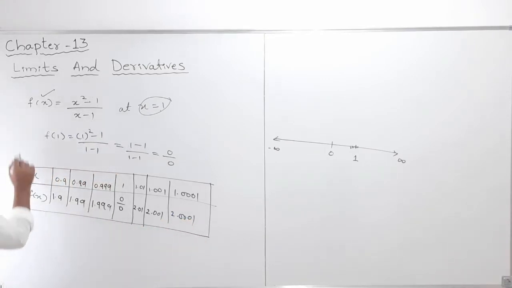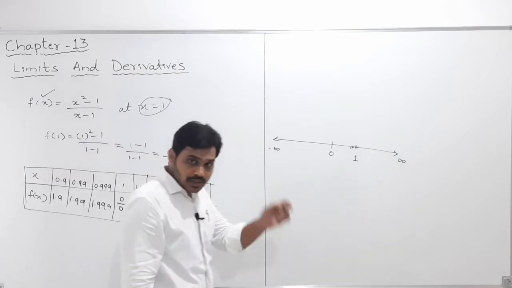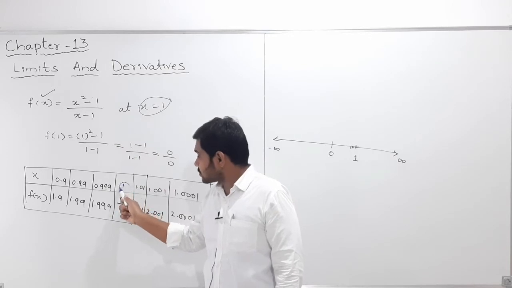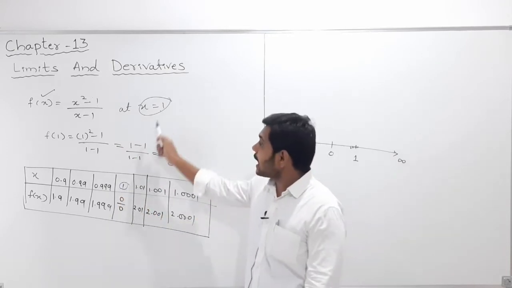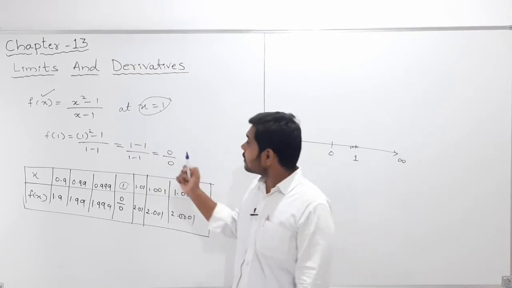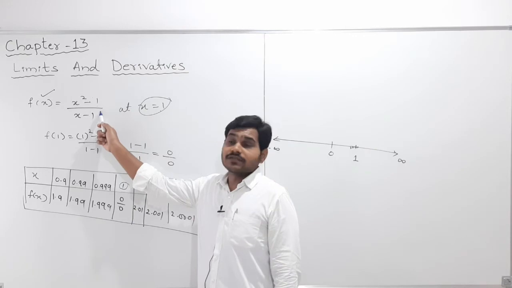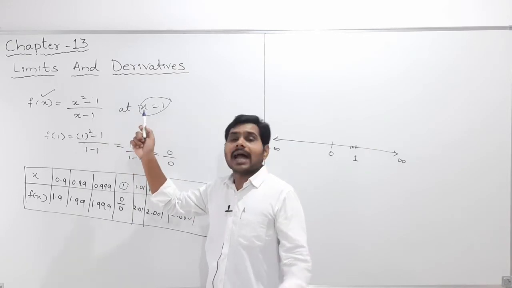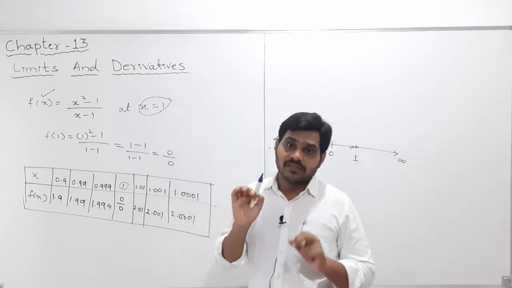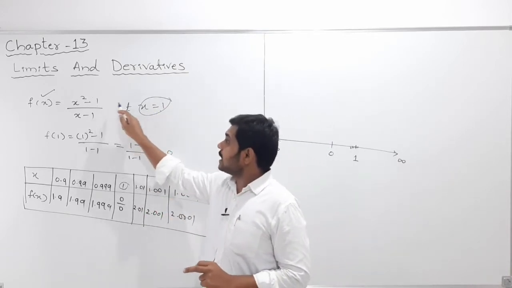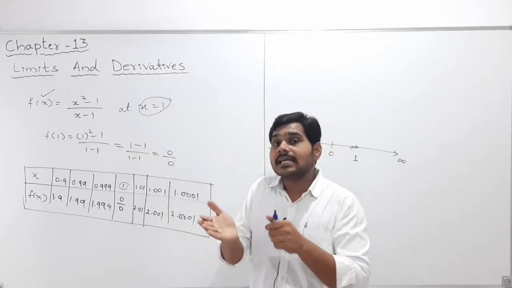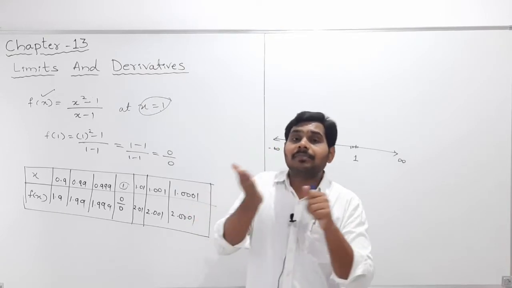So my dear students, observe here. In this function, if I substitute x value as 1, I am not able to get the value, but what should I do? I wanted to calculate the value of this function at x equals 1. At any cost I should know the value or the behavior of the function. So what I am doing here is just taking history. History means what? The previous values.